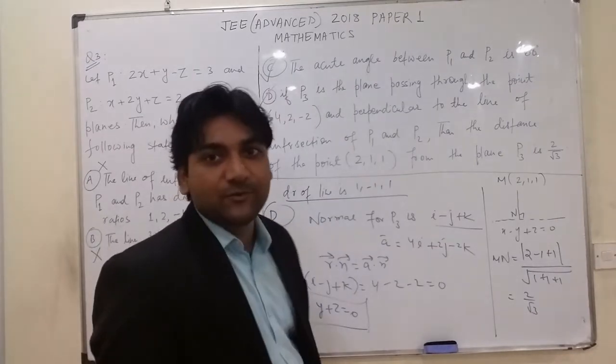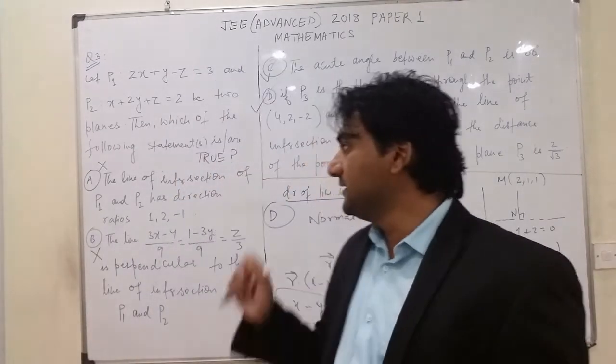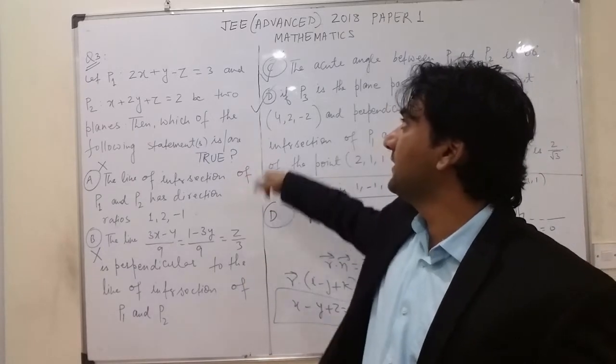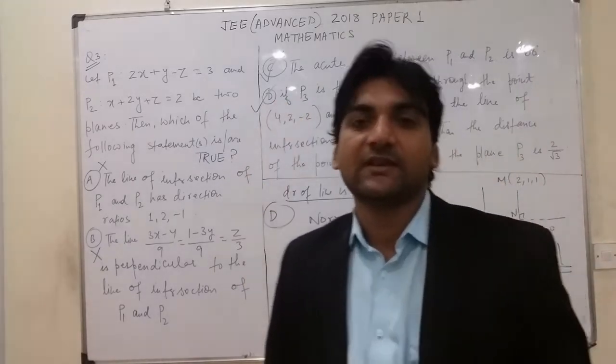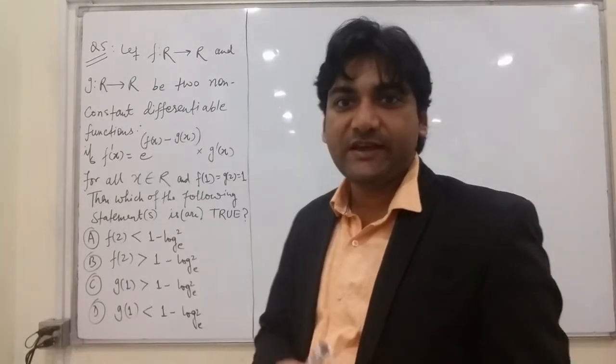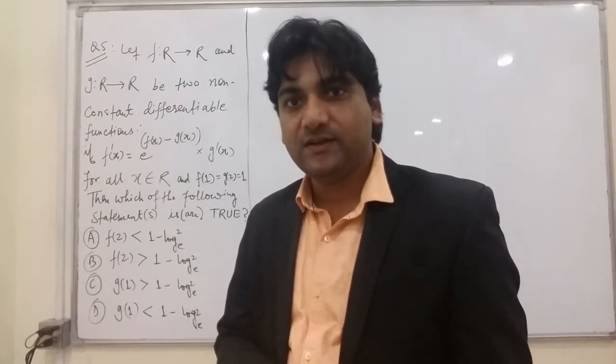So now we understood option A and option B. These two are wrong, C and D are right. We have to select the true ones. It means C and D are our main options. So now we are going to learn question number 5, JEE Advanced 2018. So what is the question?